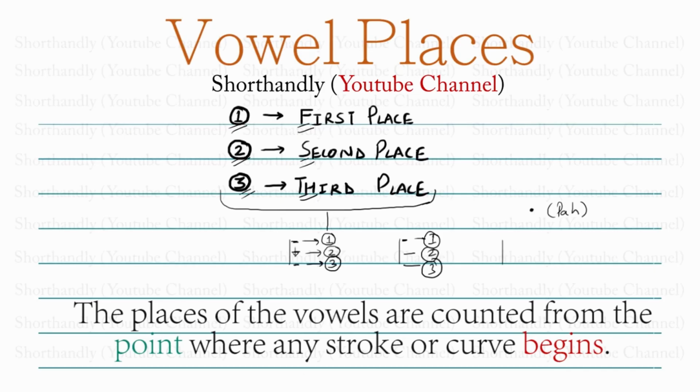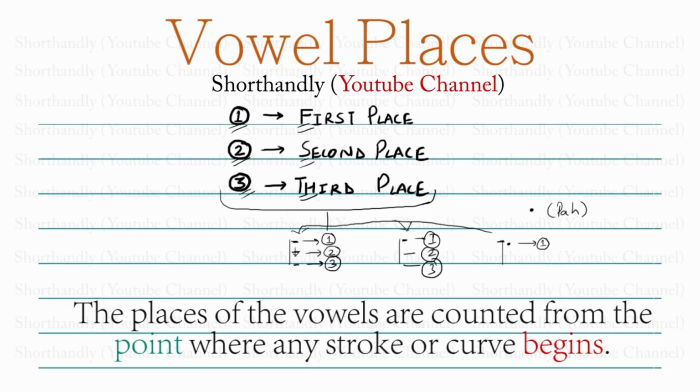Suppose we make another stroke here like this, and now we have to put the vowel on this stroke. As we started making this stroke from this point, we can put the vowel up here. Now as we put the vowel here on the first place, we will simply say that we put the vowel on this stroke on the first place, because as we saw, this is the first place.